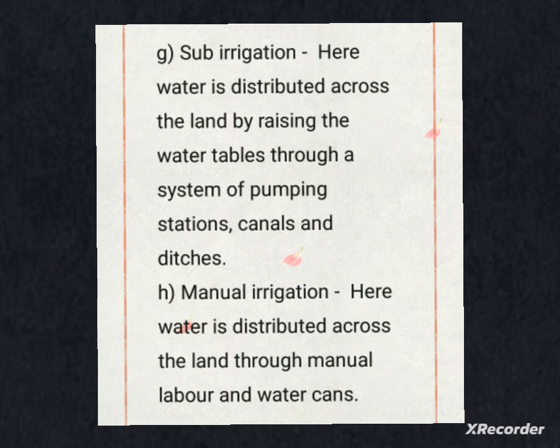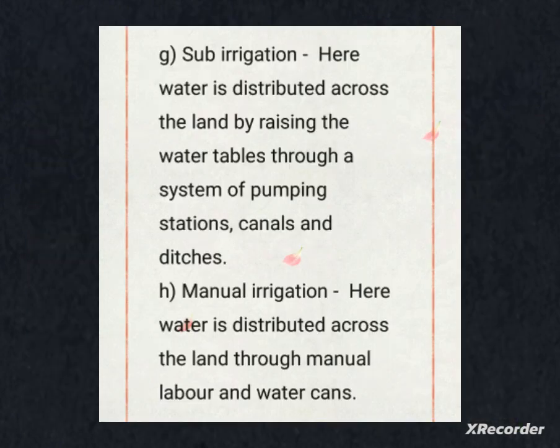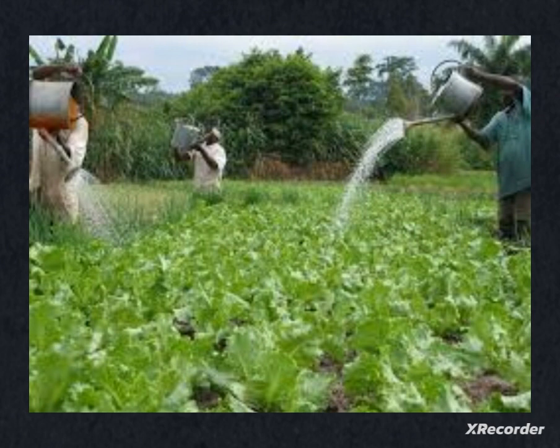Now coming to sub irrigation. Here water is distributed across the land by raising the water table through a system of pumping stations, canals and gates and ditches. This type is most effective in areas with high water tables. The next one is manual irrigation. Here water is distributed across land through manual labor and water cans. This system is very labor intensive.